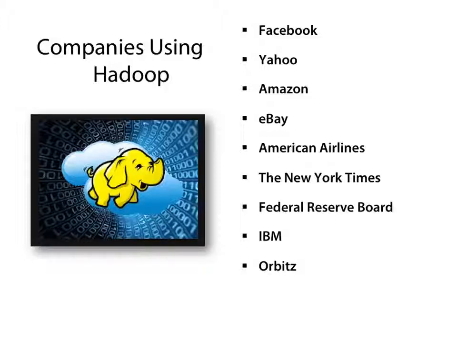as a competitive advantage for their particular company. Other companies using Hadoop are Amazon, eBay, American Airlines, the New York Times, Federal Reserve Board, IBM, and Orbitz. You'll notice that these companies are all American companies, and this is because I live and do consulting mostly in the United States. There are many companies in Europe and in other parts of the world that are also using Hadoop. I'm just personally most familiar with these United States-based companies.